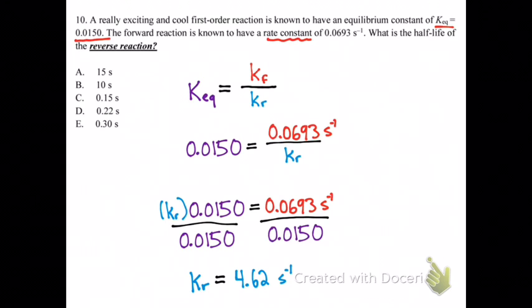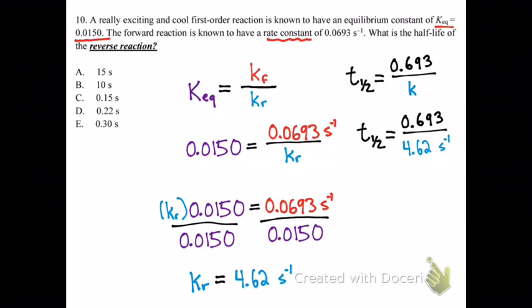So here we have our equation. Half-life for a first-order reaction is 0.693 divided by the rate constant K. So let's plug in that rate constant. Now there we go. And we'll end up getting that our half-life for the reverse reaction is equal to 0.15 seconds.